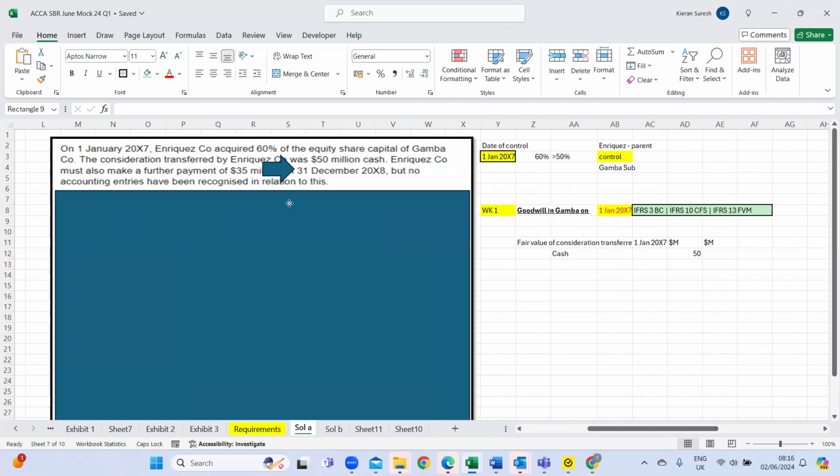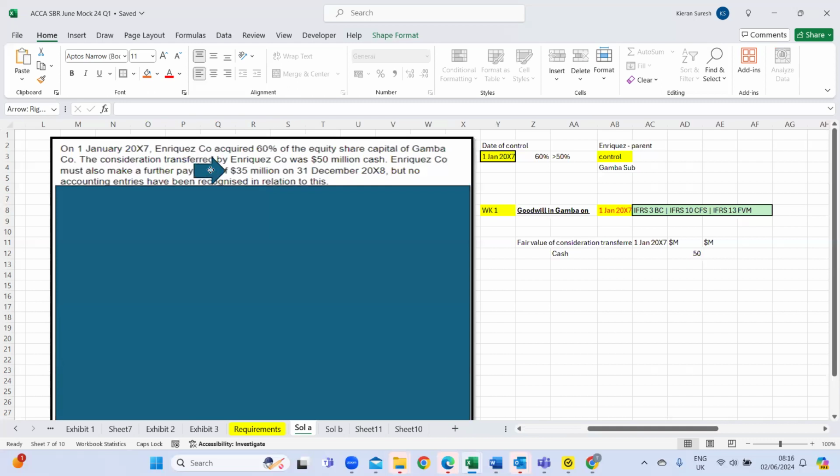We recorded it. And then they're saying there is a 35 million we're going to pay later. So we can clearly say this is not contingent. Why? There were no additional conditions there. So this is a deferred consideration. So now I have here, it's a deferred consideration, right?